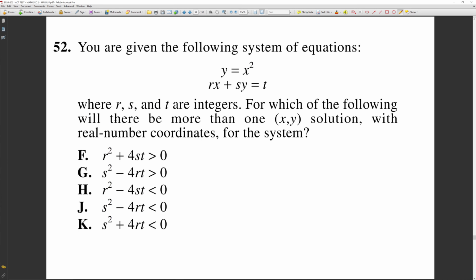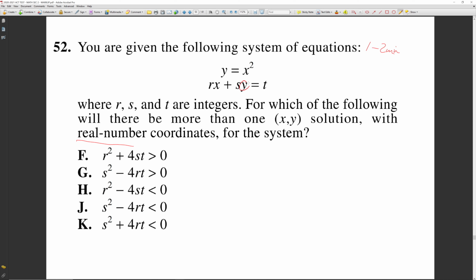Number 52. You are given the following system of equations: y equals x squared, rx plus sy is equal to t, where r, s, t are integers. With which of the following will there be more than one xy solution with real number coordinates for the system? So the important word here is real number. As you know, this is getting towards the end of the section, so this could take 1 to 2 minutes each as we need to figure this out.